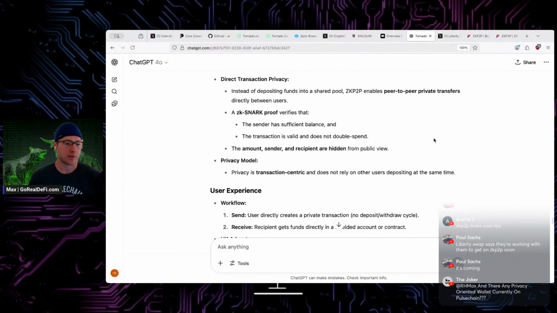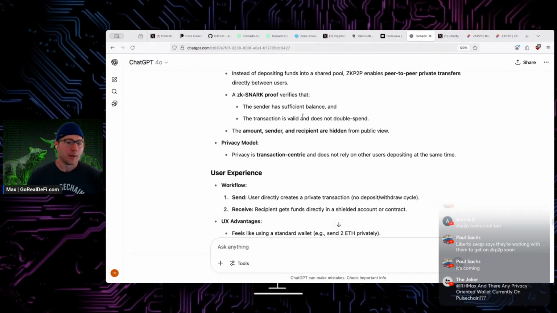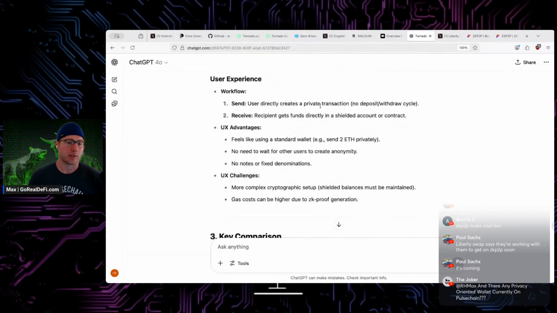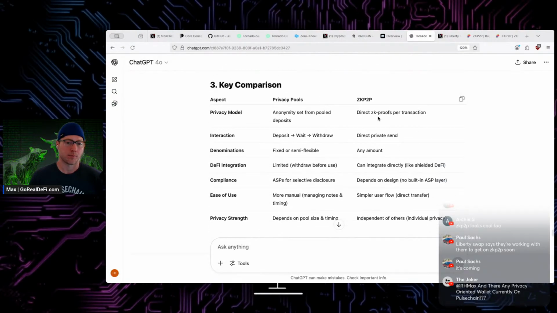How it works. Okay. Instead of depositing funds in shared pools, ZKP2P enables peer-to-peer transactions. I know, but like, how does it work? Okay. Privacy. User experience workflow, send transaction. Anonymity set from the pool deposits, direct ZK proofs per transaction. Okay, I guess it's just that. They just use ZK proofs per transaction. Okay.